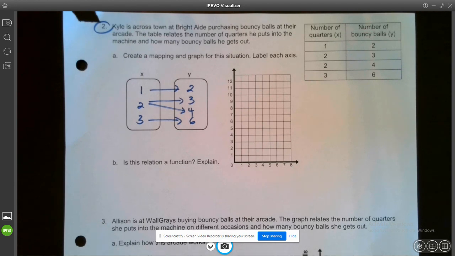Wait a minute. I feel like I might be on the wrong page. Nope, I'm on the right page. Okay, just wanted to make sure I was on the right page here.